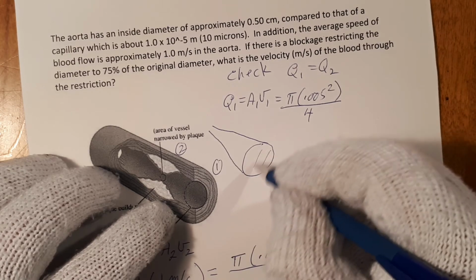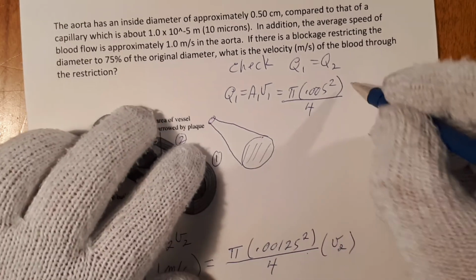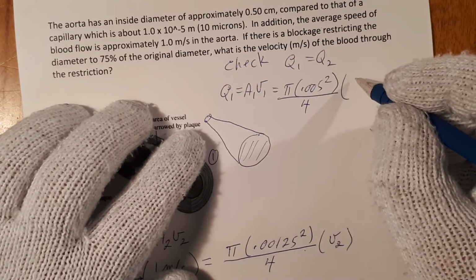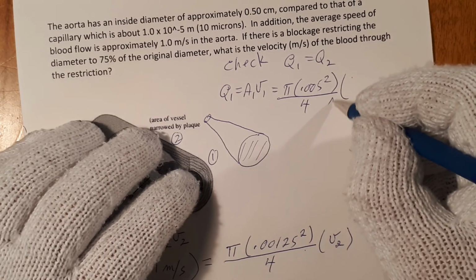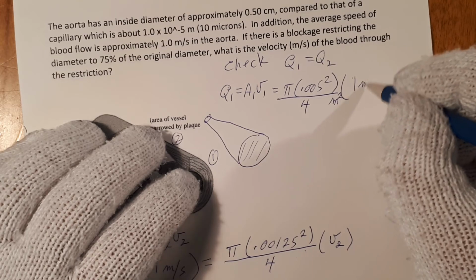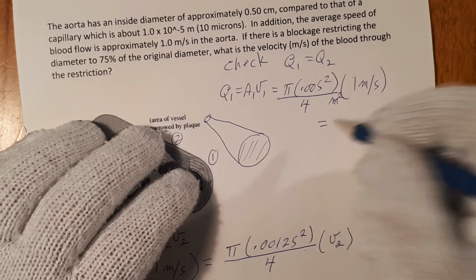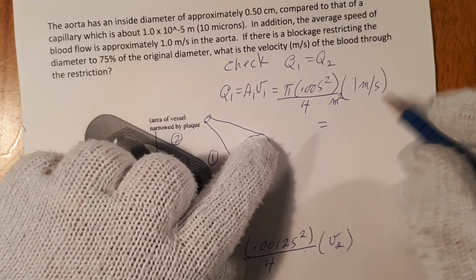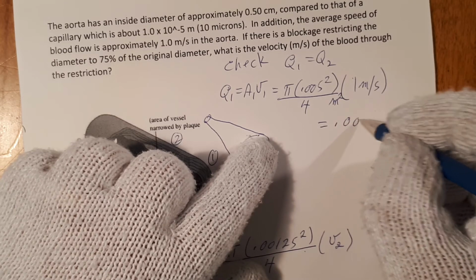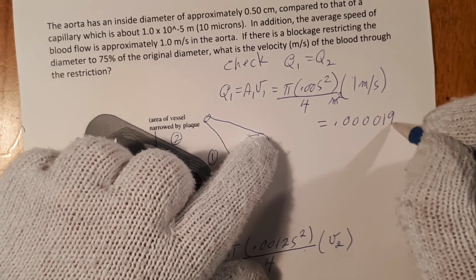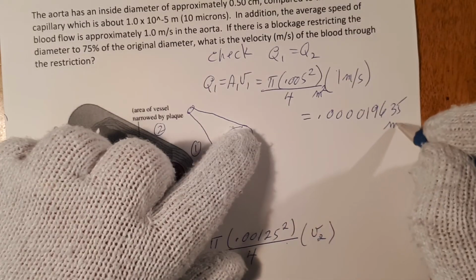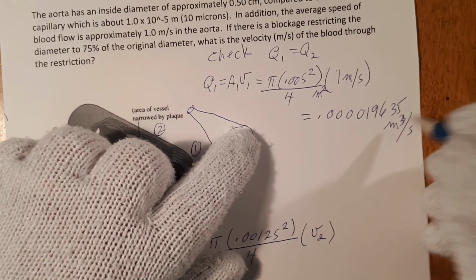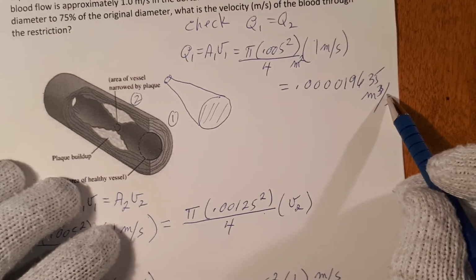Here's the restriction, that's this one here. Multiply that times velocity 1, which was 1 meter per second, meter squared. Putting all of this in our calculator, the answer is 0.0009635, and the unit is cubic meters per second, volume flow rate.